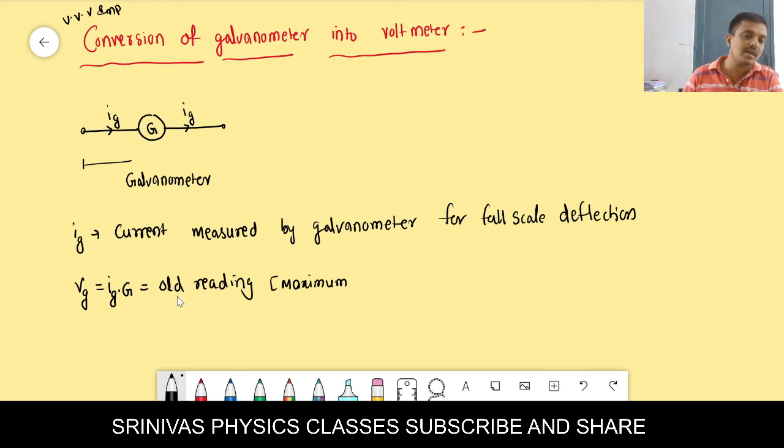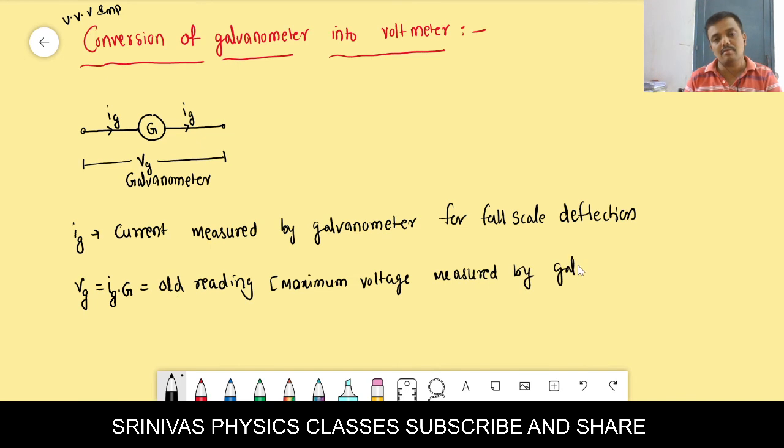Why are we calling it the old reading? Before converting the galvanometer into a voltmeter, the voltage measured by it is Vg. The galvanometer alone is measuring the Vg voltage. Vg is Ig into G, that is the old reading, the maximum voltage measured by the galvanometer before converting into a voltmeter. A galvanometer measures a small current and a small voltage.